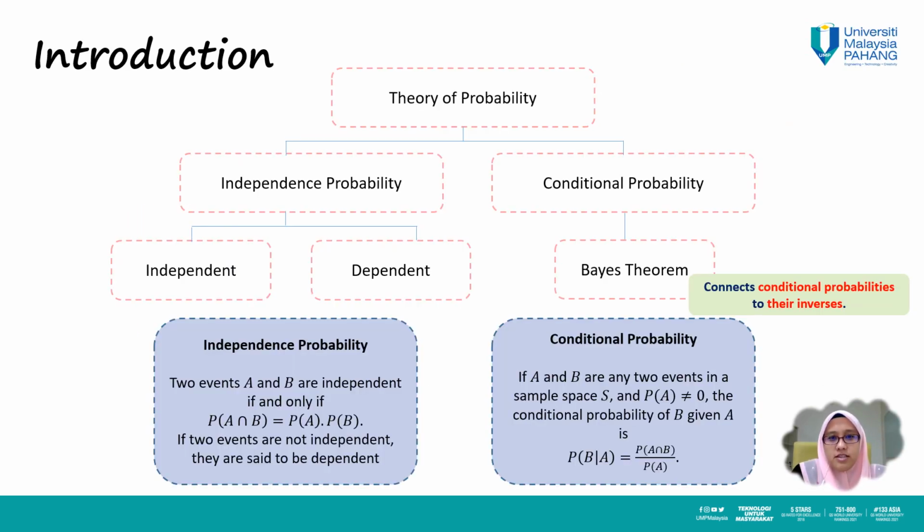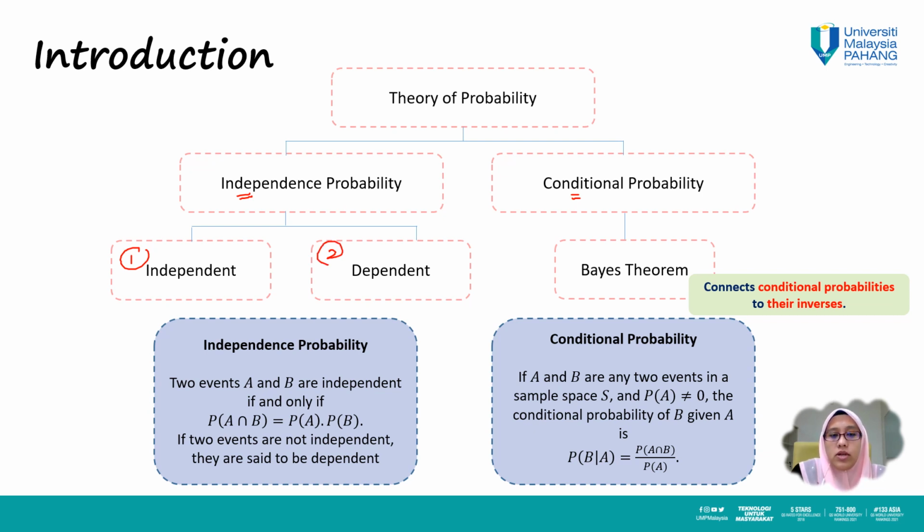Okay, so let's start with the introduction first. So this is a chart for the theory of probability. So we have two types. The first one is independent probability, and the second one is conditional probability. Let's go to independent probability first. Under independent probability, we have independent and also dependent.